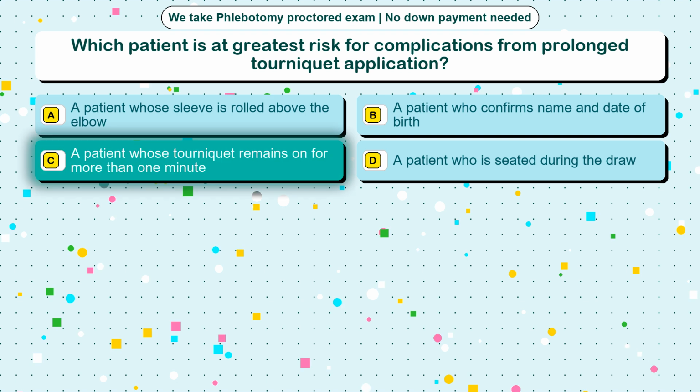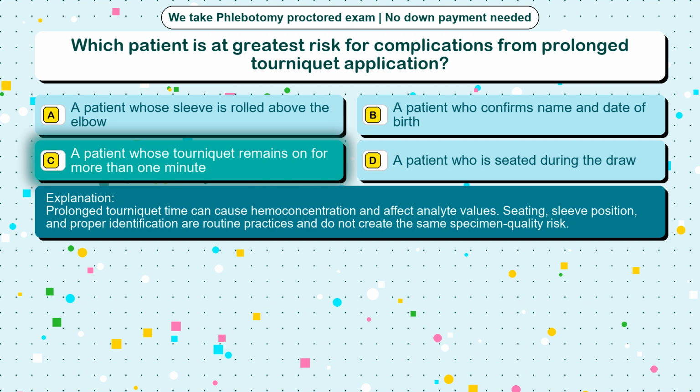The correct answer is option C. A patient whose tourniquet remains on for more than 1 minute. Prolonged tourniquet time can cause hemoconcentration and affect analyte values. Seating, sleeve position, and proper identification are routine practices and do not create the same specimen quality risk.